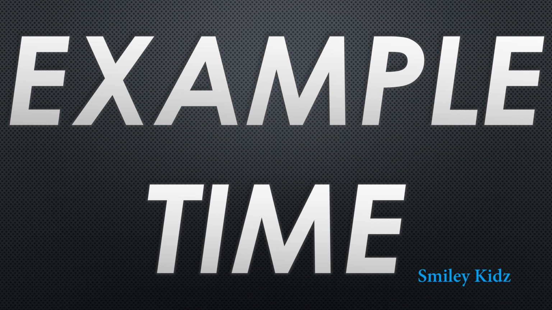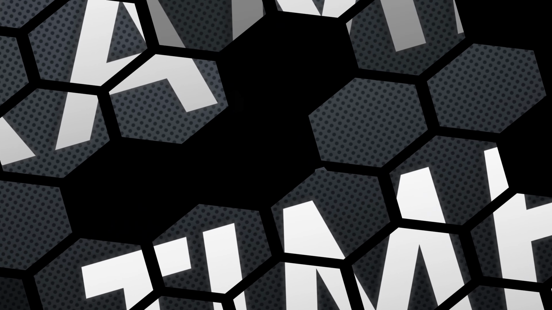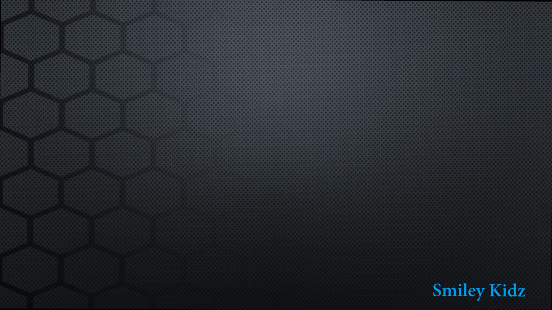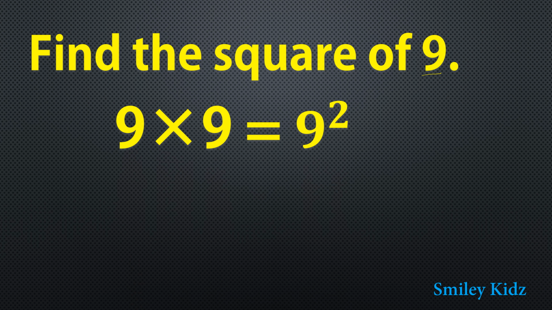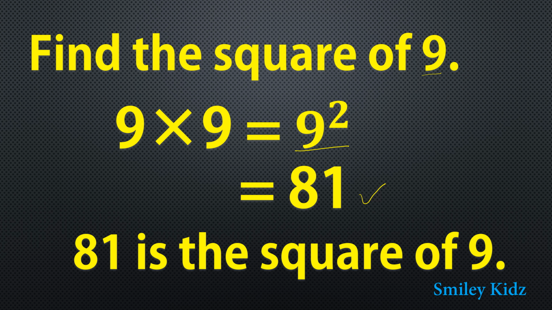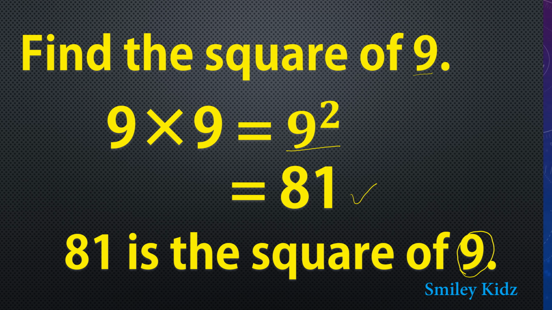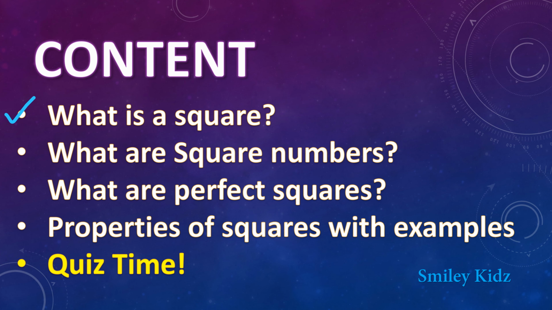Example time. Find the square of 9. That will be equal to 9 multiplied by 9, which is nothing but 9 square. 9 multiplied by 9 is 81. So 81 is the square of 9. We have completed the first concept, that is, what is a square? Now let's move to the next concept.